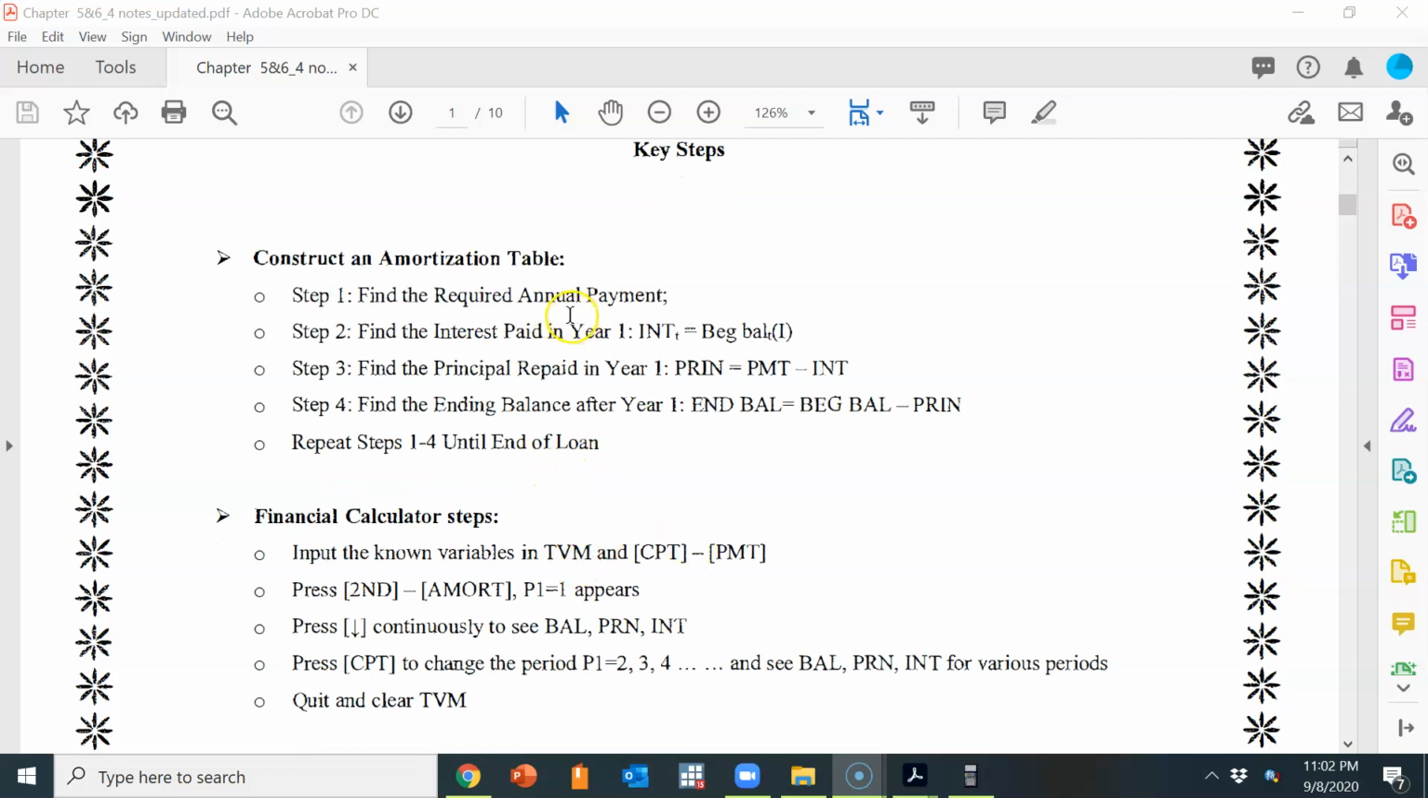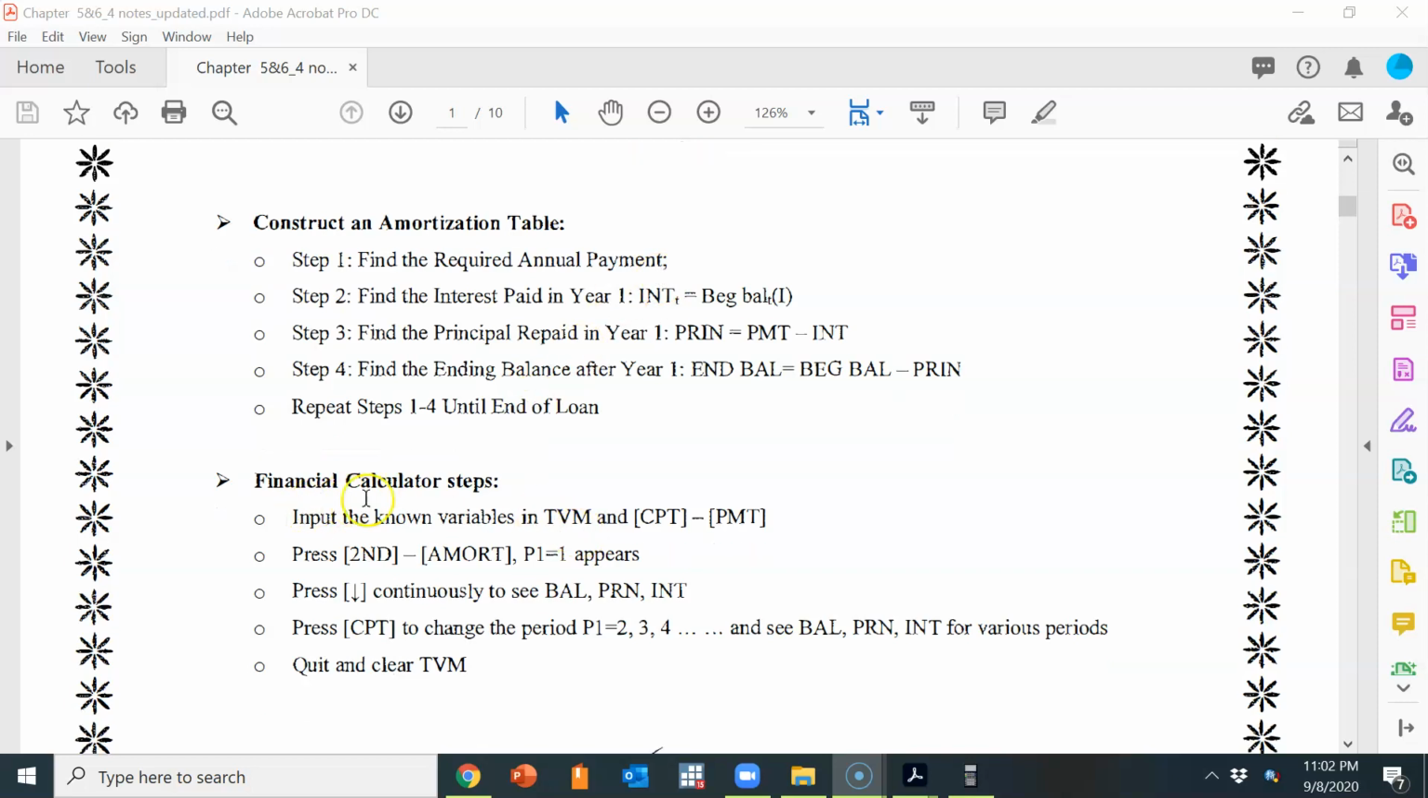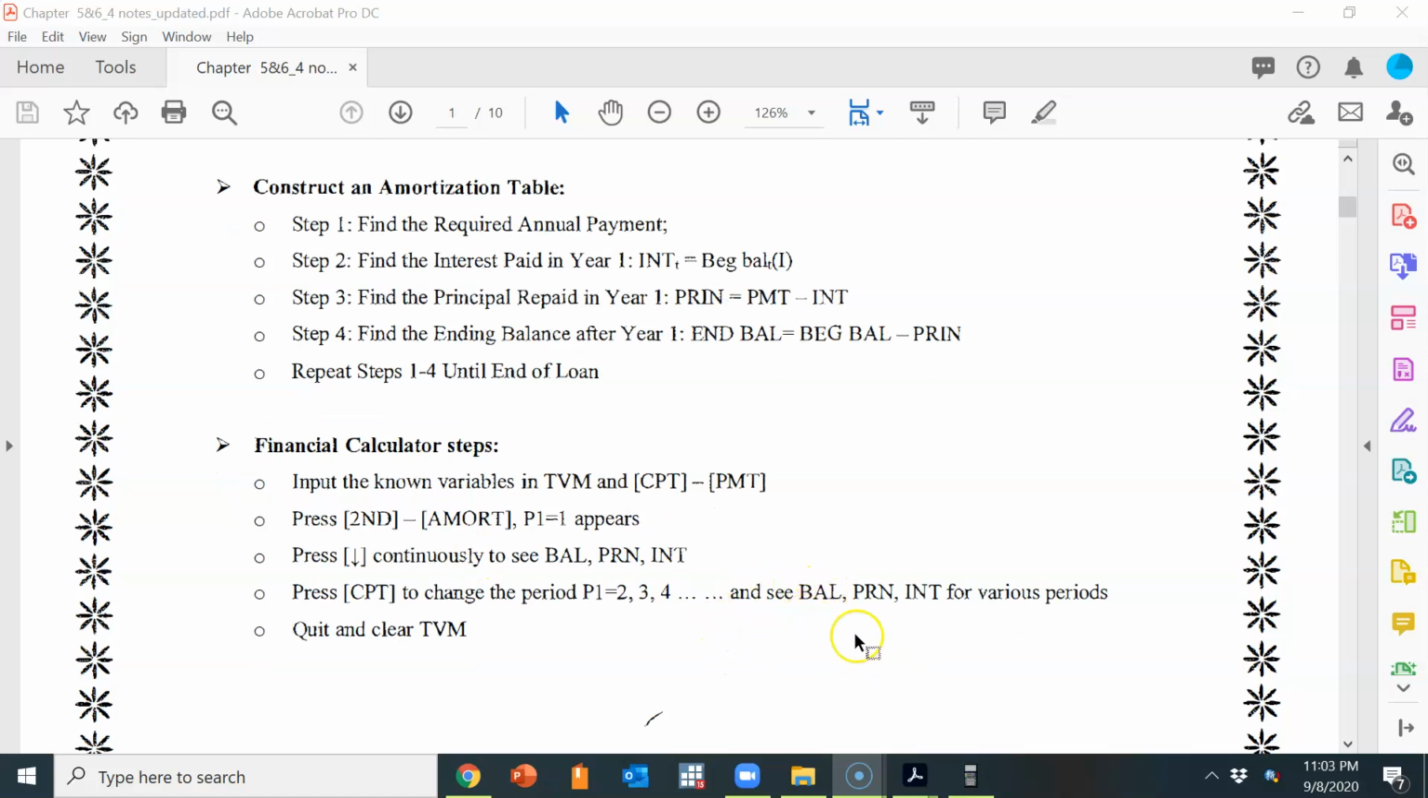Besides calculating the annual payments of the amortization loan one by one, we can also use our financial calculator. We will use the amortization function on the calculator to see the balance, principal payment, and interest payment for each year. And of course, we will also see the total payment for each year as well. So we can always come back to the first page after we go over the details.